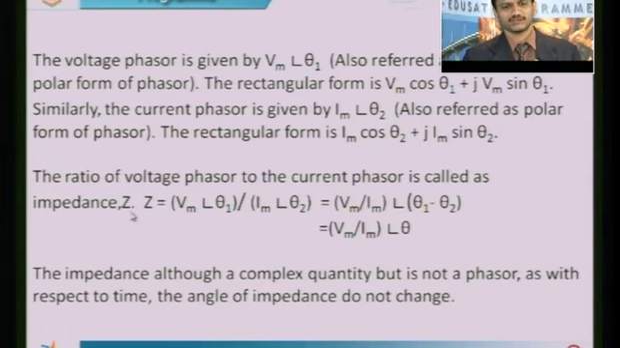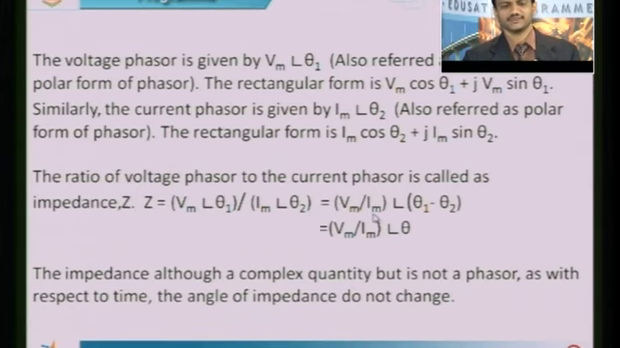So, basically the ratio of voltage phasor to the current phasor is the impedance Z, and this impedance can be regarded as the impedance of the circuit, because the voltage phasor is the voltage applied to the circuit, and the current phasor represents the current that flows into the circuit. So, this impedance, the ratio of voltage phasor to current phasor, is that of the circuit. What we are seeing here is Vm at an angle of theta 1 divided by Im at an angle of theta 2.